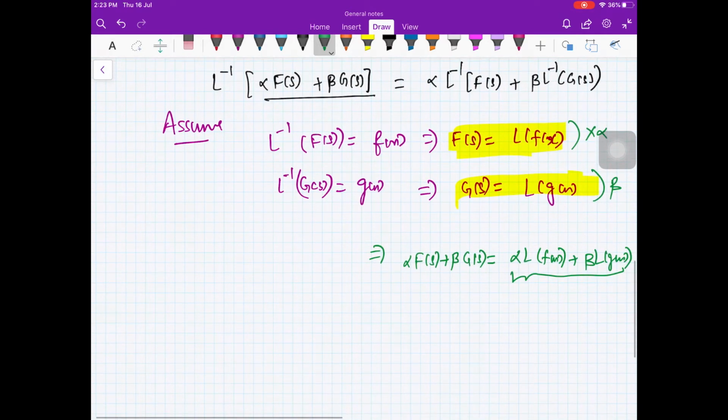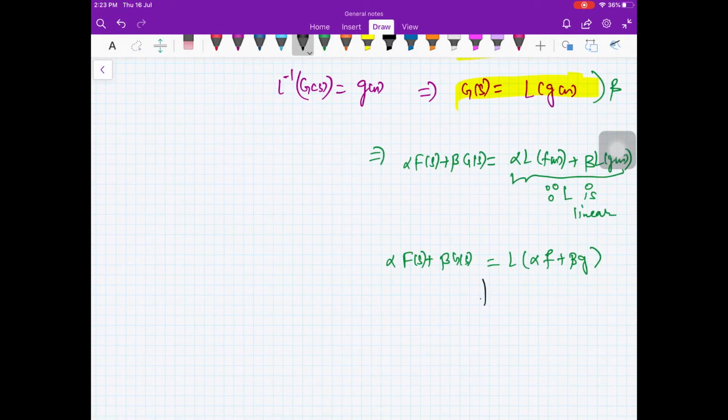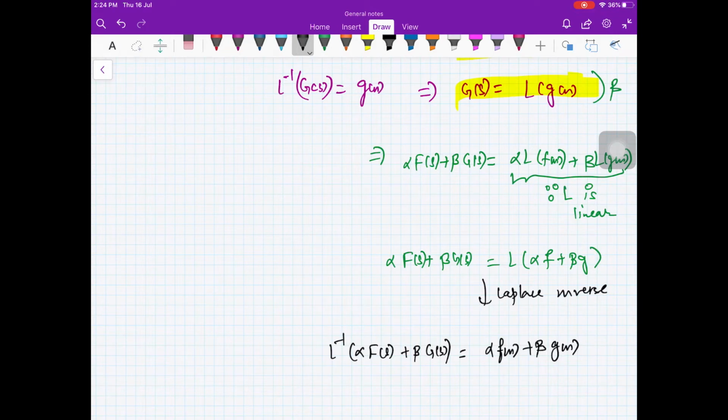Now because Laplace transformation is linear, you can write this thing as L of alpha f plus beta g, and this thing here is alpha F of s plus beta G of s. Now you can take the Laplace inverse. So what you will get? You will get L inverse of alpha F of s plus beta G of s is equal to alpha f of x plus beta g of x.